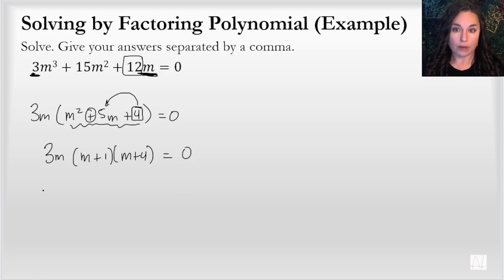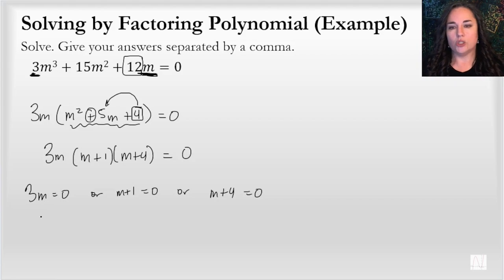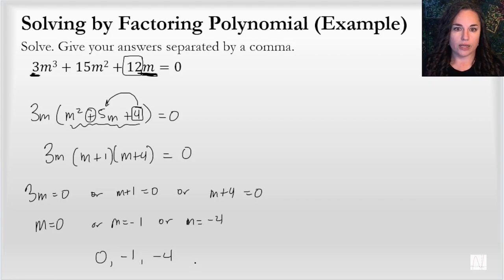So the zero product property says 3m equals 0, or m plus 1 equals 0, or m plus 4 equals 0. All of those could be a solution, right? Any one of those could be a solution. All of them could be true, but only one of them needs to be true. So I could say m equals 0, or m equals -1, or m equals -4. Those are the solutions. If I would enter them in a computer with a comma separated between them, I would put them in like that.